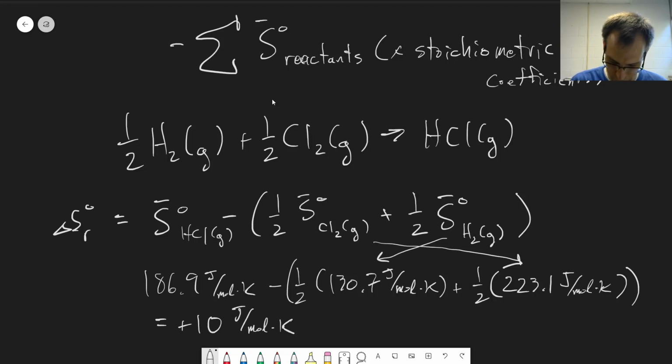positive 10 joules per mole Kelvin. All right, and so that's an example of how we can find the entropy change for a reaction, which is really one of the most useful things for this, because that allows you to also calculate further thermodynamic properties. And that's it for chapter 21.